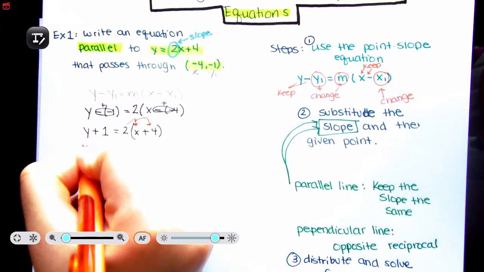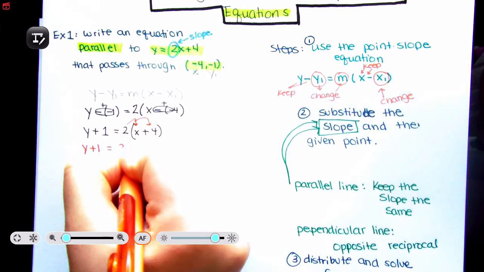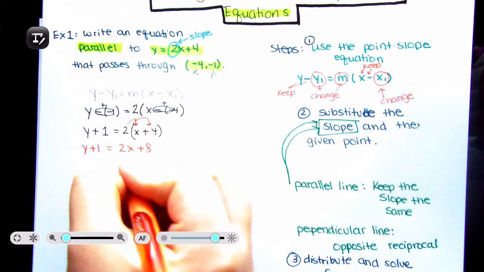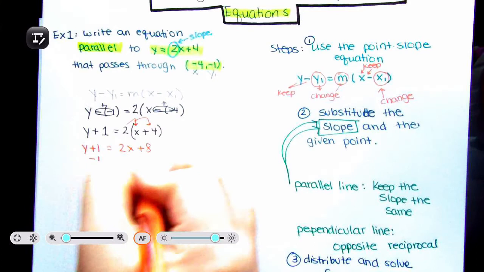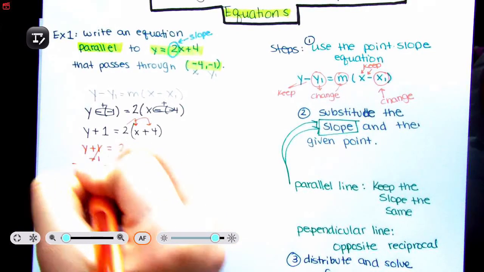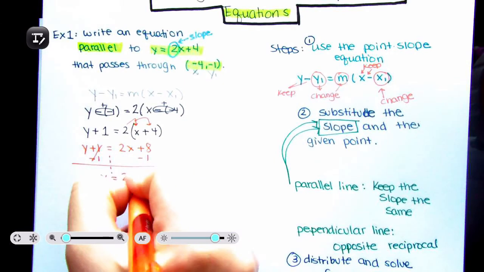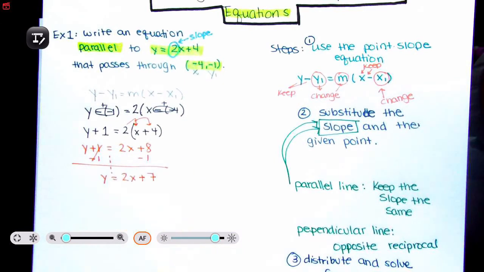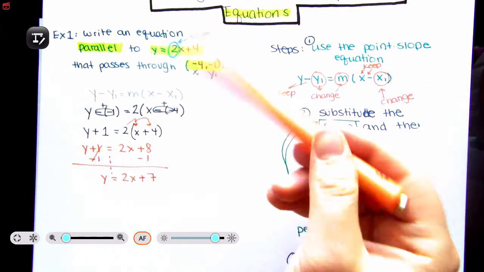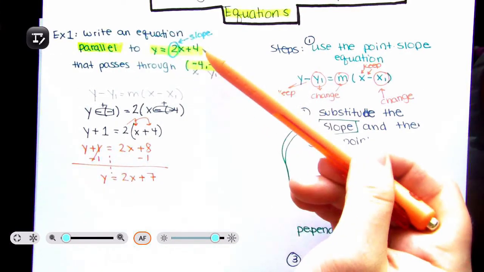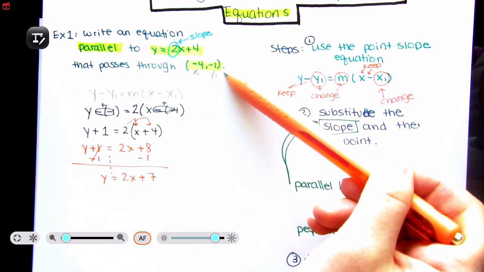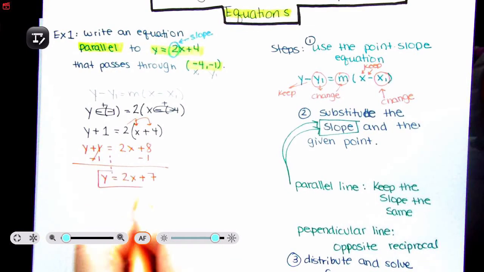So I have y plus 1 is equal to 2x plus 8. I'm going to solve for y by subtracting 1 on both sides. Y equals 2x, here's my dotted line, plus 7. So it's asking us to write an equation parallel to this equation that passes through this point. So here it is. Here is my final answer.